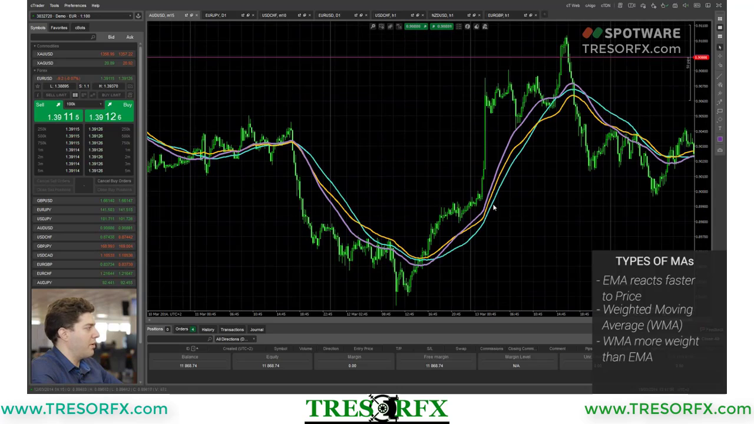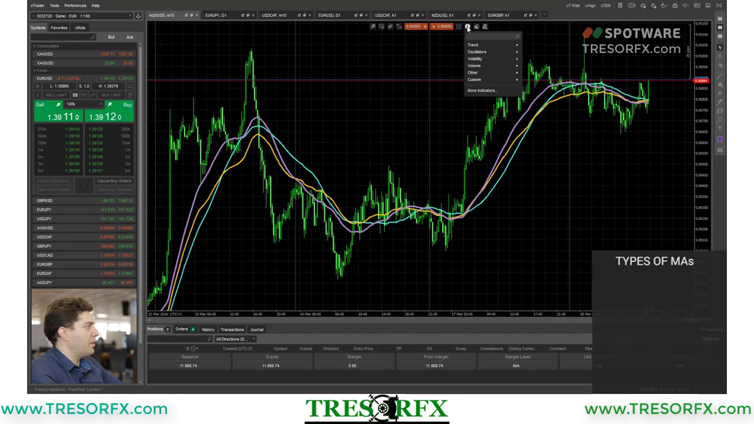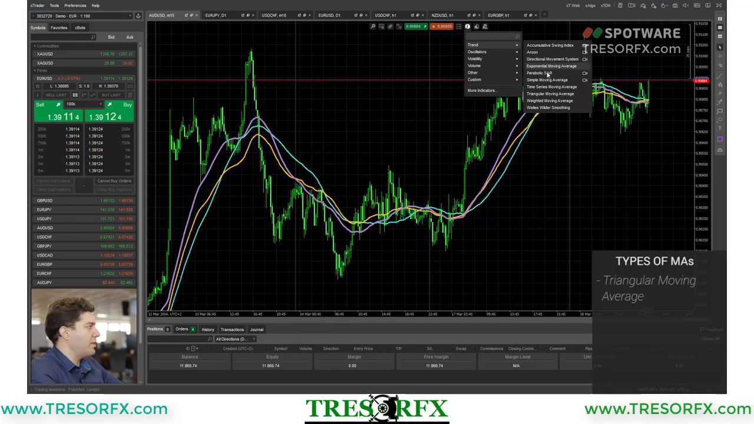So you see that the weighted one, the purple one, is even closer to the price than the other two and reacts even faster. Lastly, I'm going to talk about the triangular moving average.